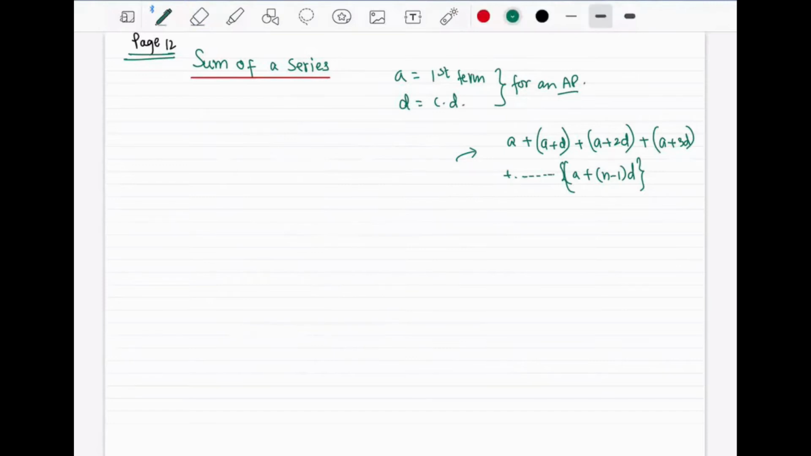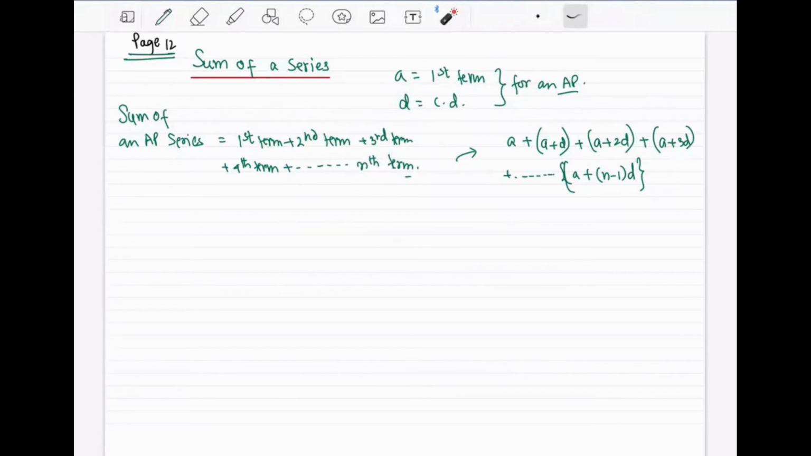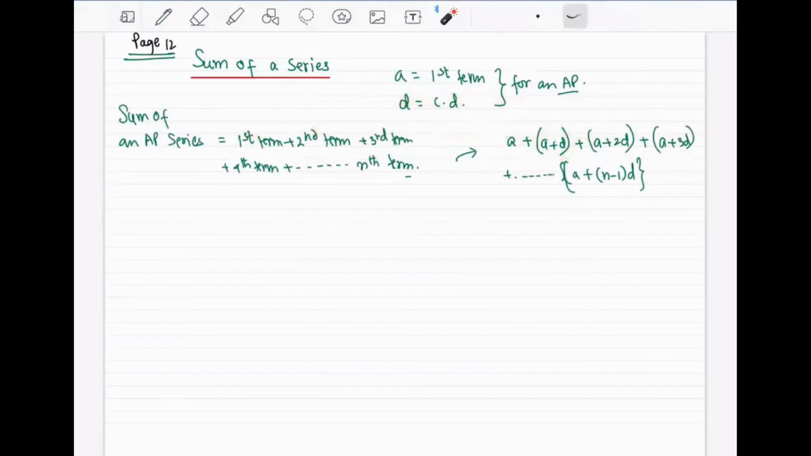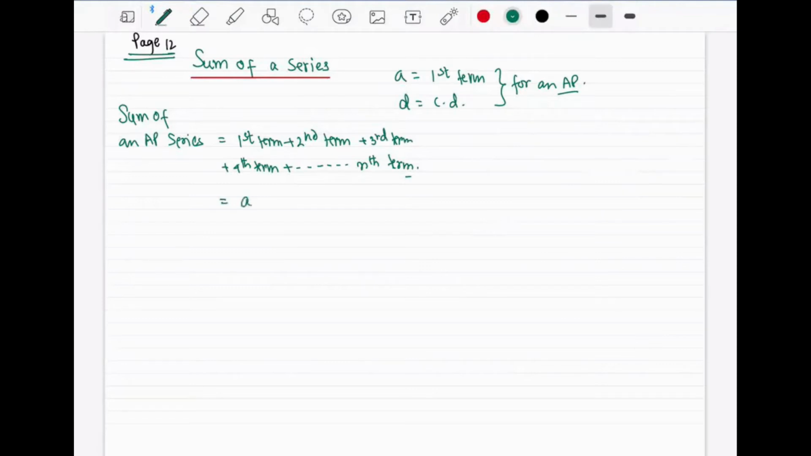So, sum of an AP series. How do we write this? We will write this as first term, plus second term, plus third term, plus fourth term, and we have to continue this until the nth term. Like we have done here, this is the first term, this is the second term, this is the third term, fourth term here, and then you continue until the nth term. Let us write this portion down here. First term is a, second term is a plus d, a plus 2d, and then we continue until the nth term, a plus (n minus 1)d.